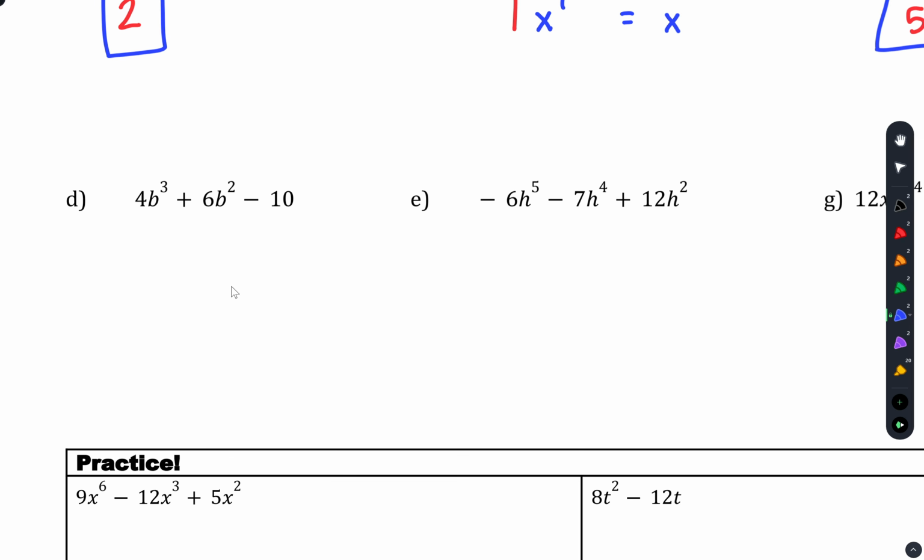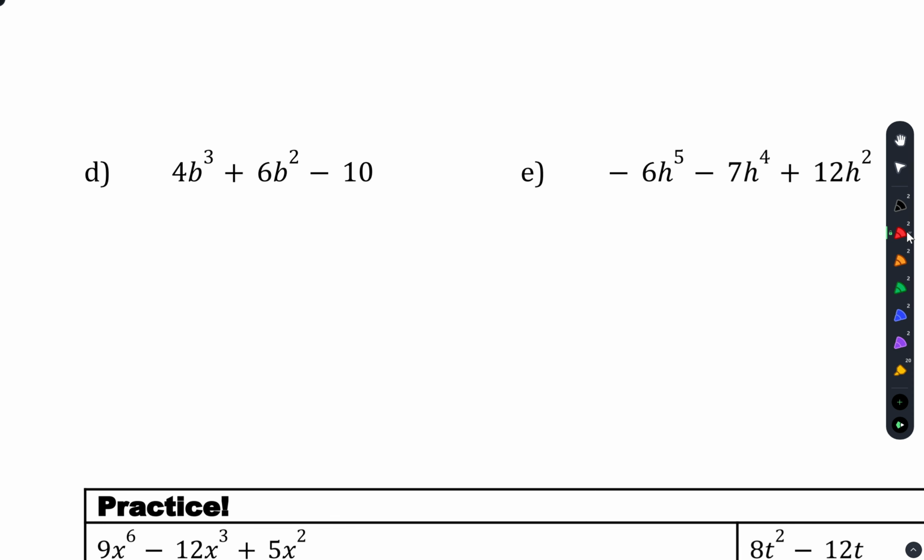Okay, we're going to keep going. What about letter D? Starting with the coefficients. What's the GCF of those coefficients? 2. Perfect. What's the GCF of the variables? Can we take a b out of that last term? No. So we cannot take a b out at all. So my GCF of letter D is just a 2. We need to be able to take it out of every single term if we're going to write it.